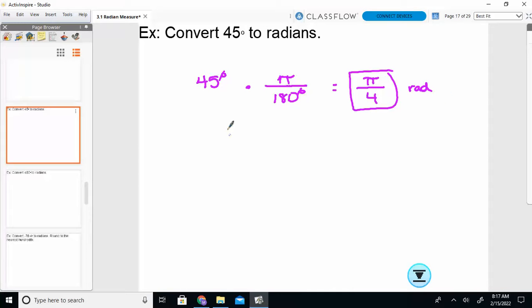Why did you only put the 4 underneath the pi? If you multiply, that's like 45 pi. So you reduce this and get 1/4. So you could write it as 1 pi over 4, or just leave off the 1.